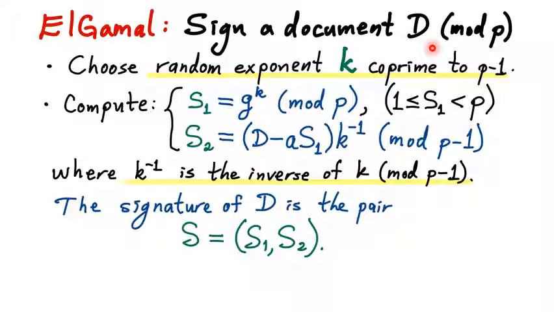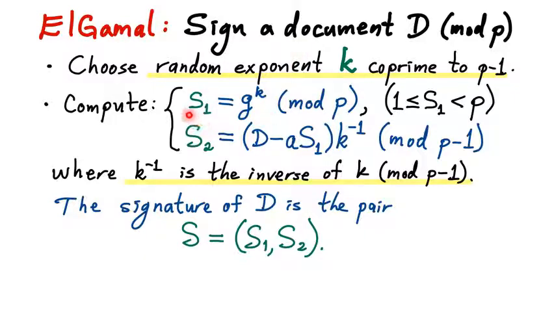So a document typically has a lot of valid signatures, right? So you choose a random element which you think of as a random exponent. It has to be coprime to P minus 1. Remember that exponents are really elements defined modulo P minus 1. The random exponent k has to be coprime to P minus 1. That is a requirement because in signing a document, we are going to have to invert k modulo P minus 1. So the signature consists of two pieces.